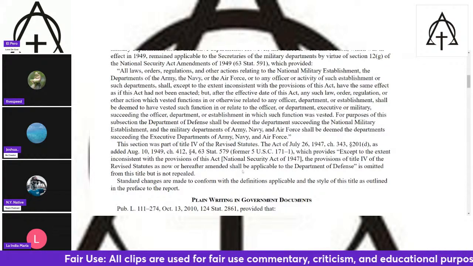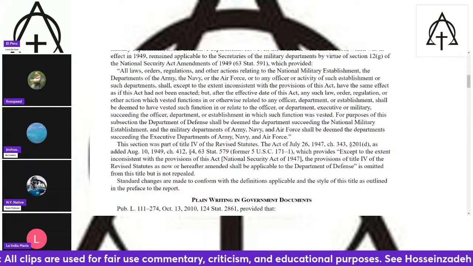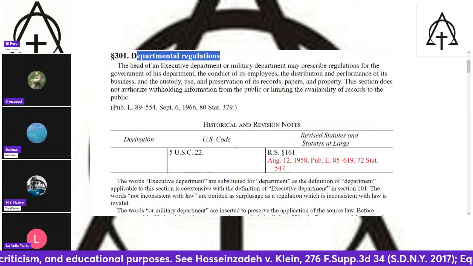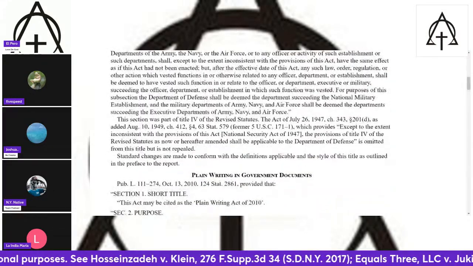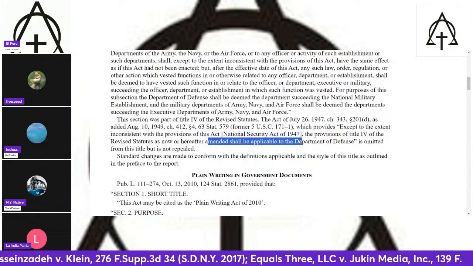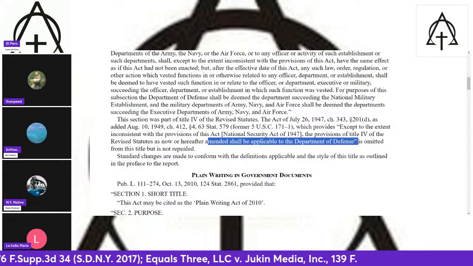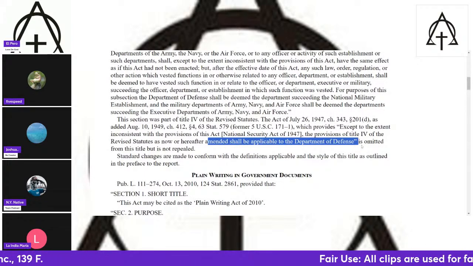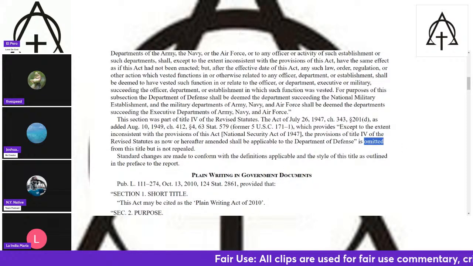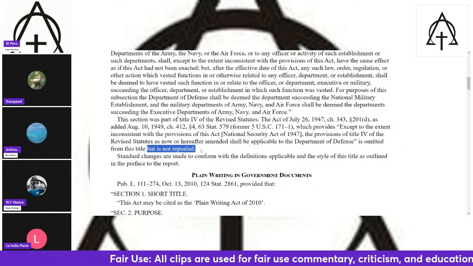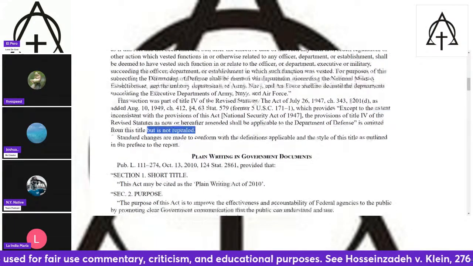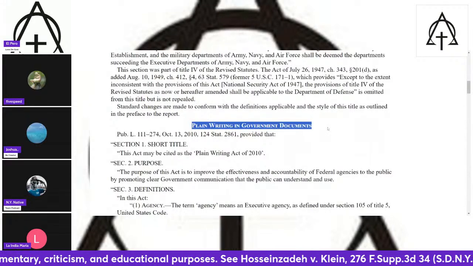Okay. So when it talks about the departmental regulations, these departmental regulations are applicable to the Department of Defense. It doesn't say it's applicable to any other department or office or agency or anything. It says is omitted from this title, but is not repealed. So it's inclusive here, even though it's not mentioned. Then it talks about the plain writing in government documents.